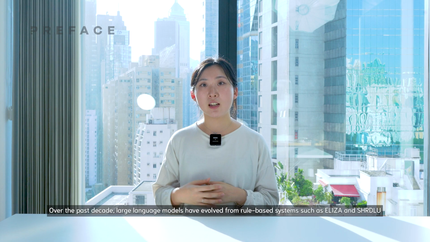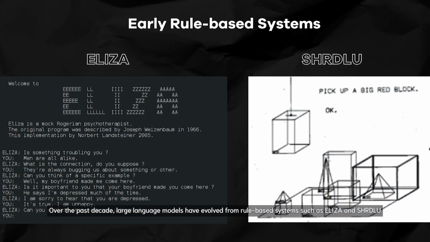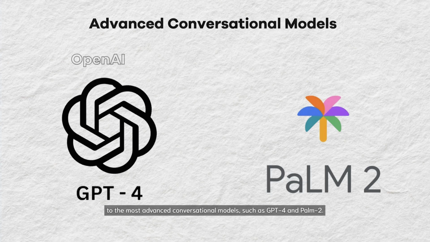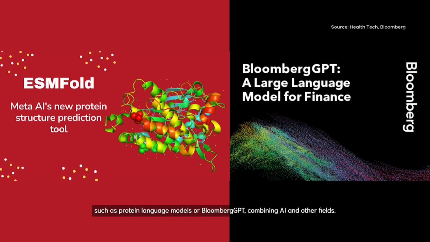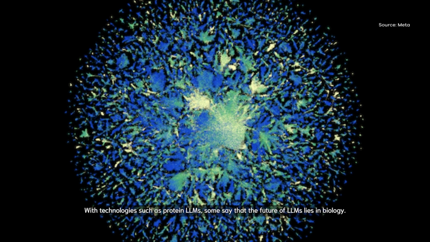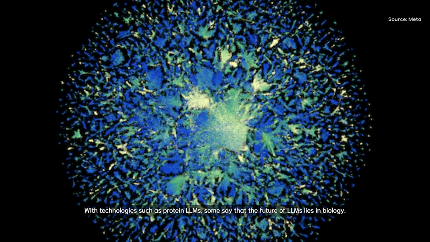Over the past decade, large language models have evolved from rule-based systems such as ELIZA and SHRDLU to the most advanced conversational models such as GPT-4 and PaLM 2. Now there are many different applications for LLMs, such as protein language models or BloombergGPT, combining AI and other fields. With technologies such as protein LLMs, some say that the future of LLMs lies in biology.